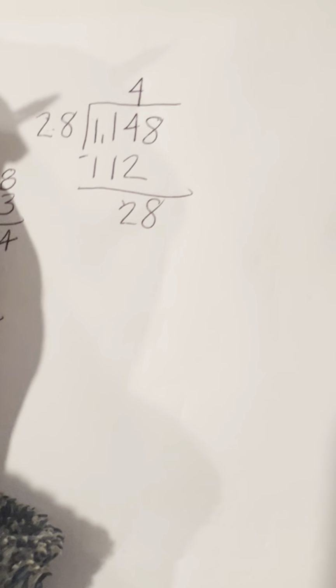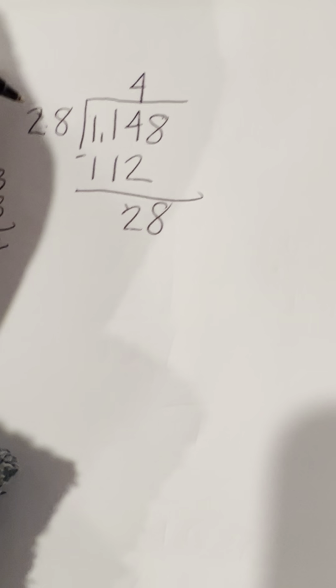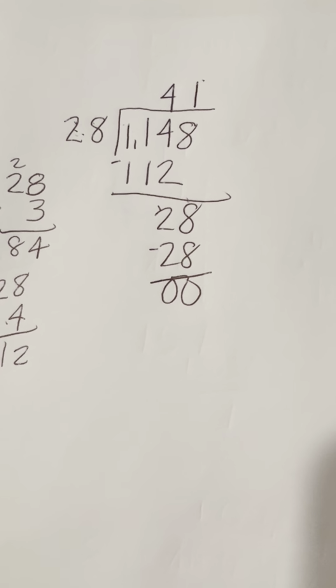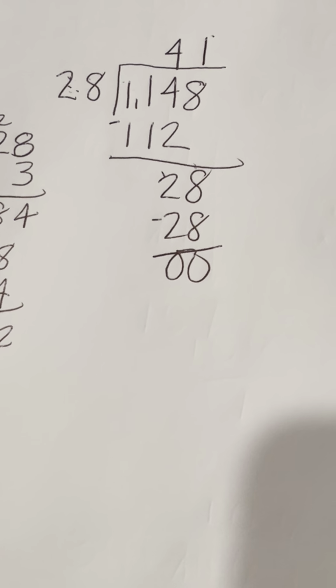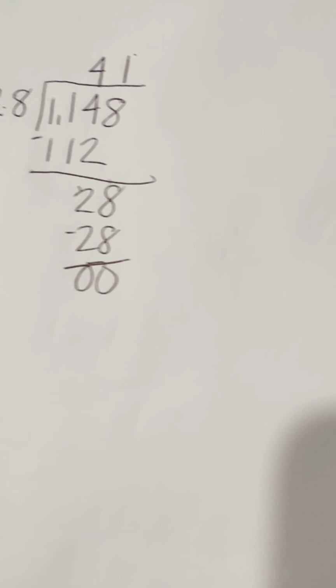Oh my God, this is so satisfying. Of course it's easy because it's the book. 28 goes into 28 one time. 1 times 28 is 28. Subtract. Nothing there. So your answer should be 41. Make sure you copy that down on 280.